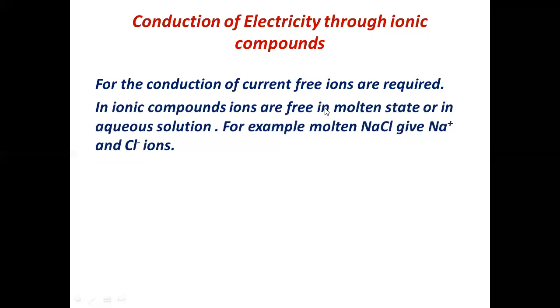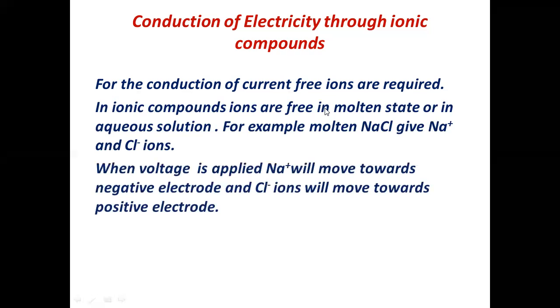In an ionic compound, ions are free in the molten state. Molten state means when we melt sodium chloride. After heating, sodium chloride will melt, and after melting, the ions will be free. Free sodium ions and free chloride ions will be there. Then if free ions are available, definitely they will conduct electric current.